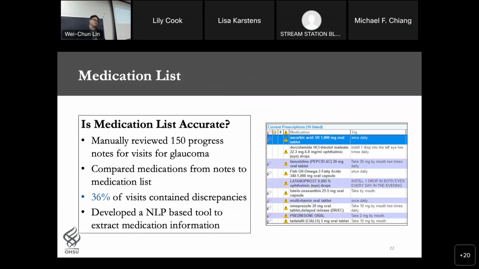The last part, we try to explore the usability of medication lists. So the first question is: is the medication list accurate?